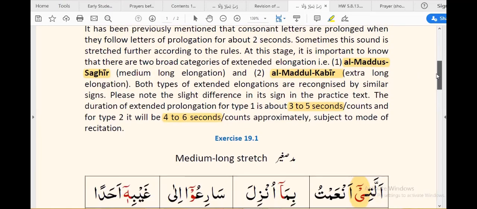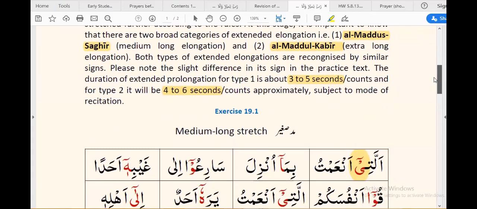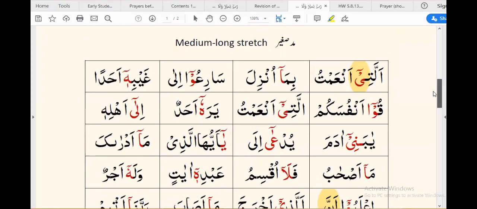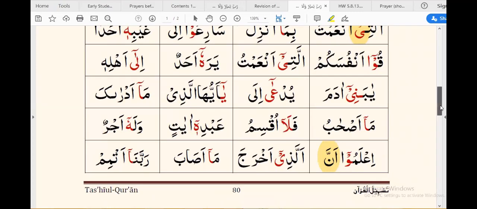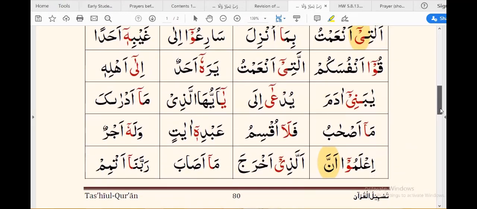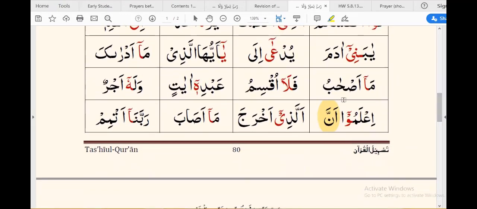In yesterday's class, you started with Madd al-Saghir and you completed the first 2 lines with your teacher. That is exercise 19.1. We will be carrying on from that and inshallah finishing exercise 19.1 today and then continuing on to exercise 19.2 inshallah if we have time. Let me quickly choose a student.